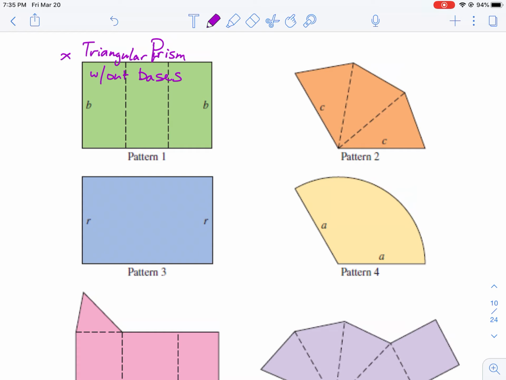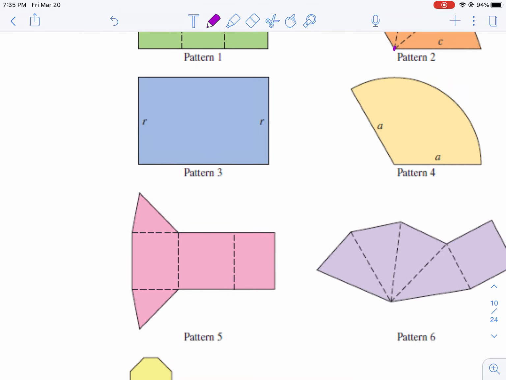If you really can't picture that or imagine that, I would encourage you to Google YouTube videos on nets or folding nets into prisms to just have some experience with that. Pattern 2, what does pattern 2 turn into? If you can imagine folding it on these dotted lines and connecting here. Hopefully you can picture that. That would end up coming to a point here, and so the base would be a triangle, so it would be a triangular pyramid.